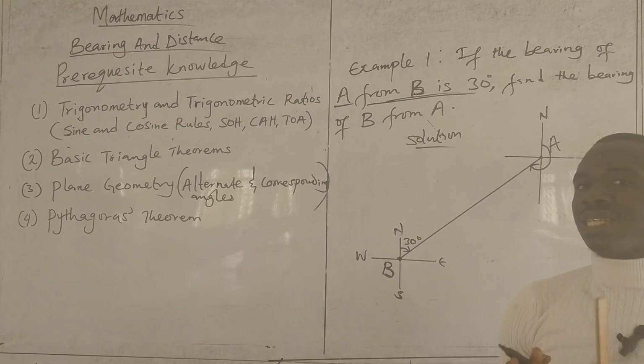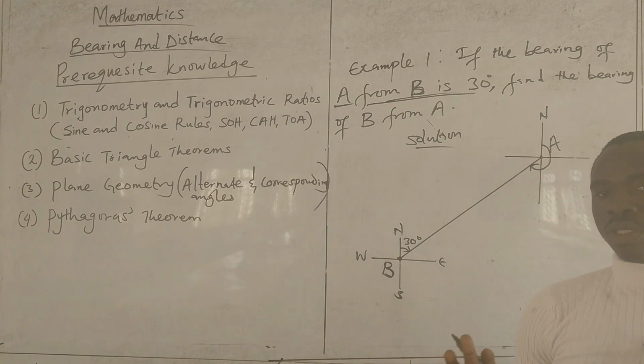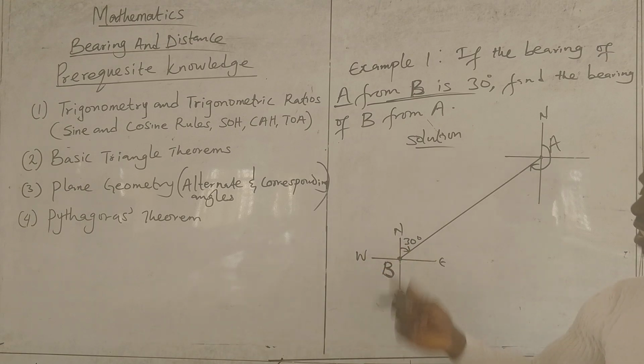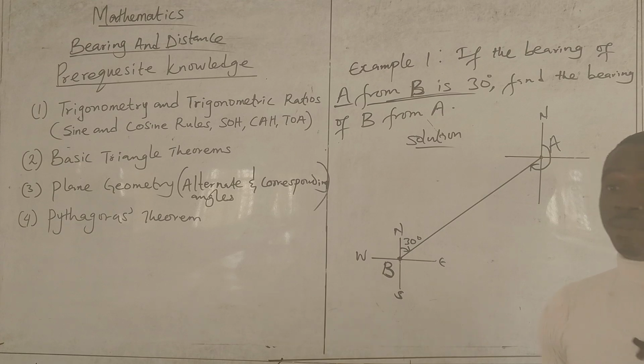So if you can locate that angle, you should be able to find it. The problem with many students is that they can't even locate the angle they are asked to find when it comes to bearing. Some can even interpret bearing correctly, but when they are asked to find the bearing of a point from another point, it becomes a problem. If they ask them to find distance, it's very easy. They can apply cosine rule, sine rule, Pythagoras theorem and so forth to get distance. But when it comes to bearing, it becomes a serious problem.